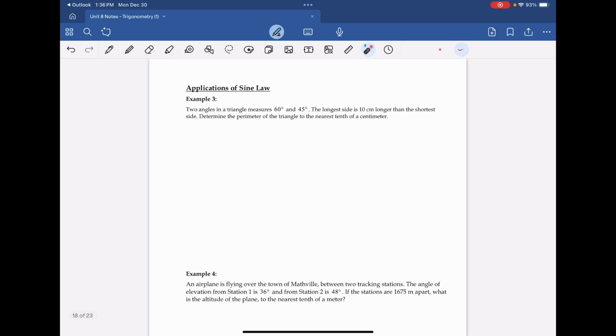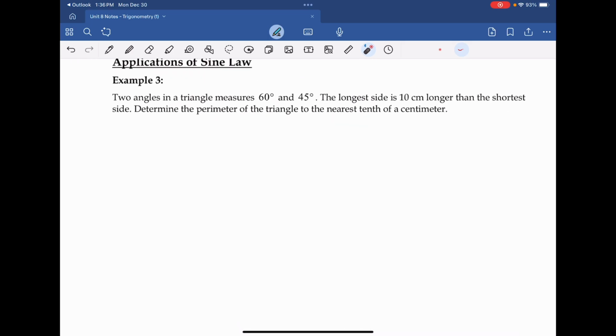Okay, now let's amp up the difficulty just a little bit. We're going to deal with some applications of sine law, and starting off with one that is going to take a bit of work to solve here. Now, two angles in a triangle are measured at 60 and 45. The longest side is 10 centimeters longer than the shortest side. Determine the perimeter of the triangle to the nearest tenth of a centimeter.